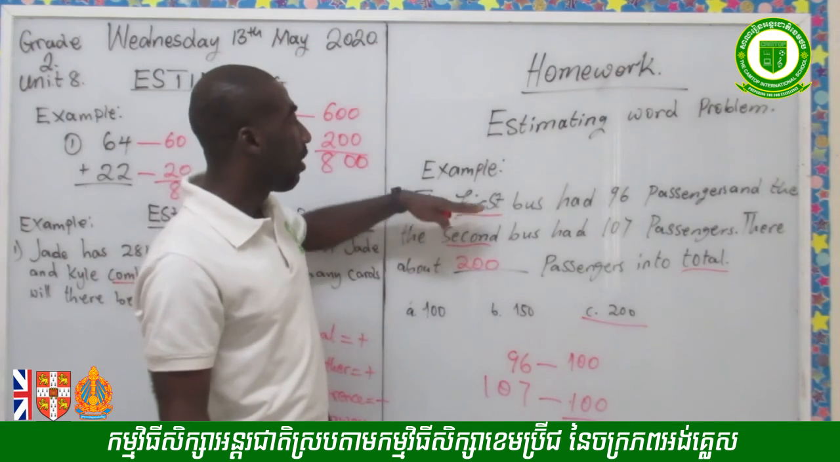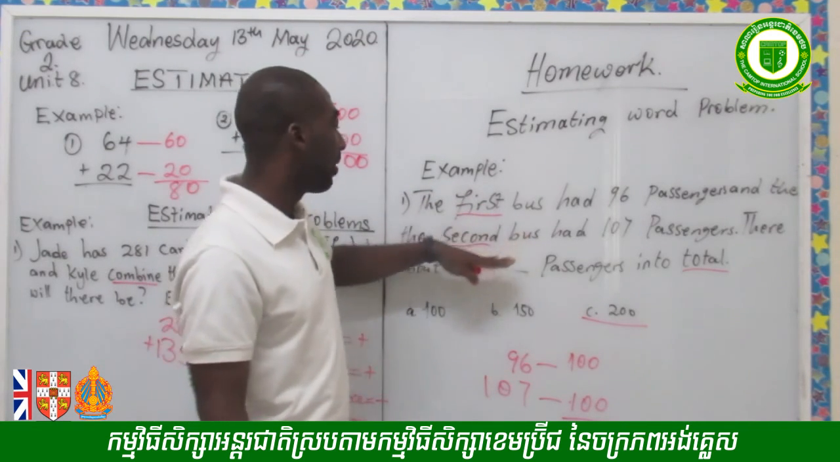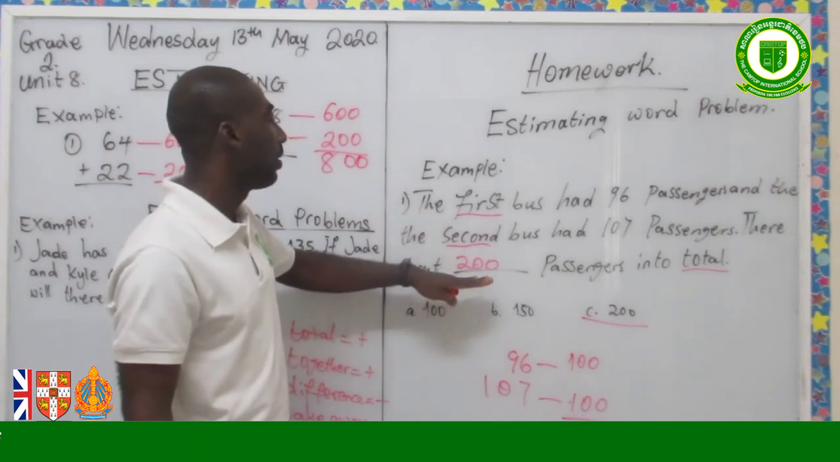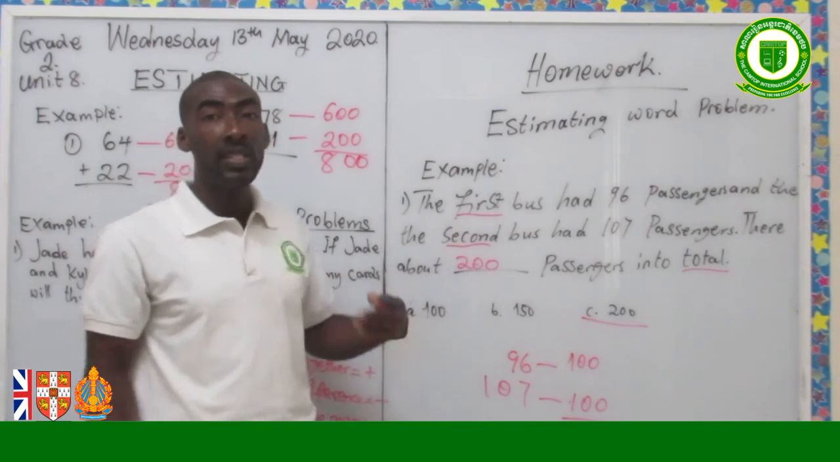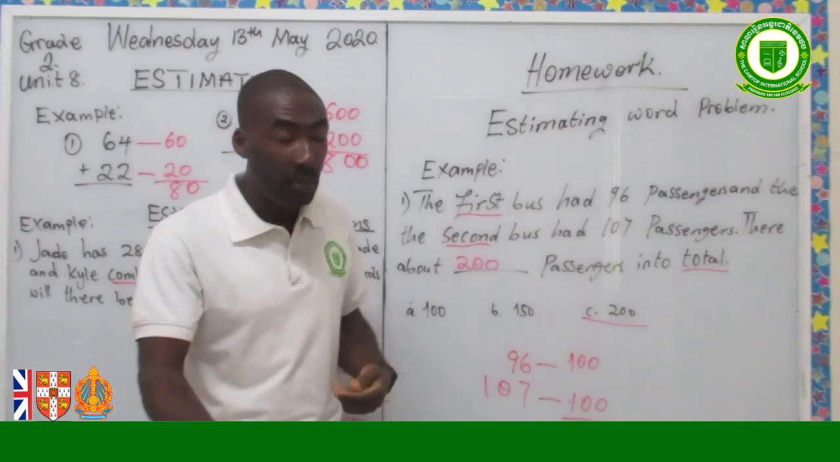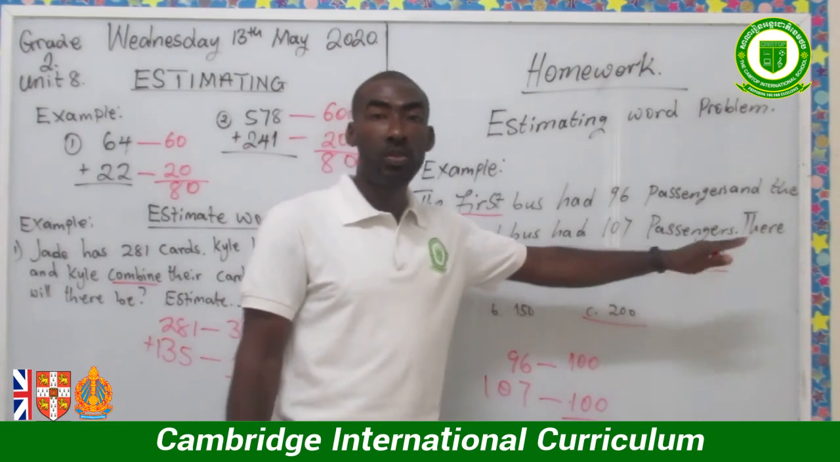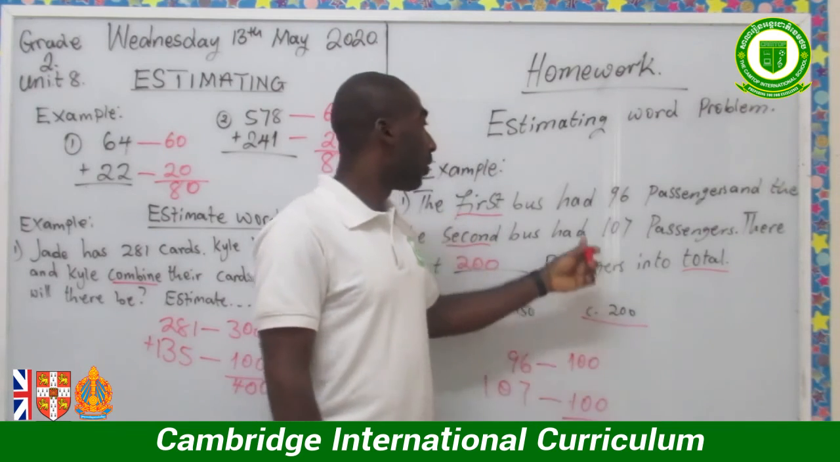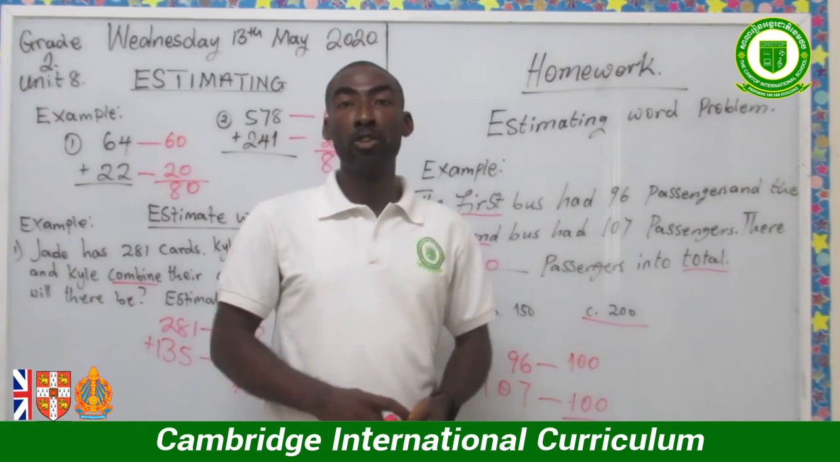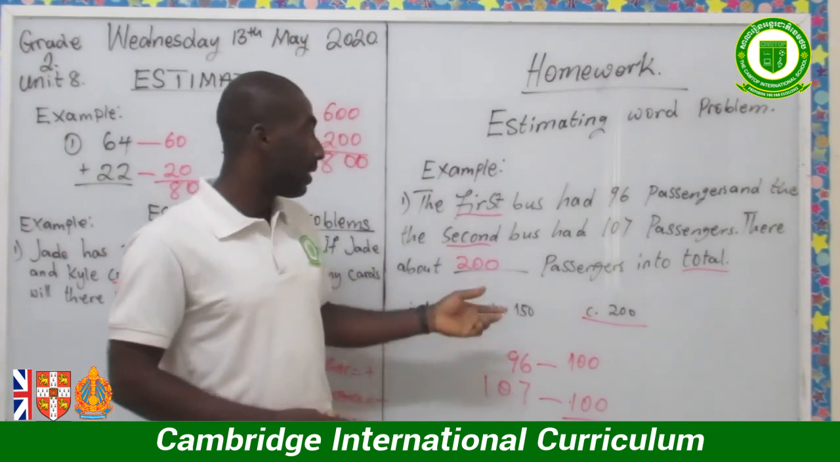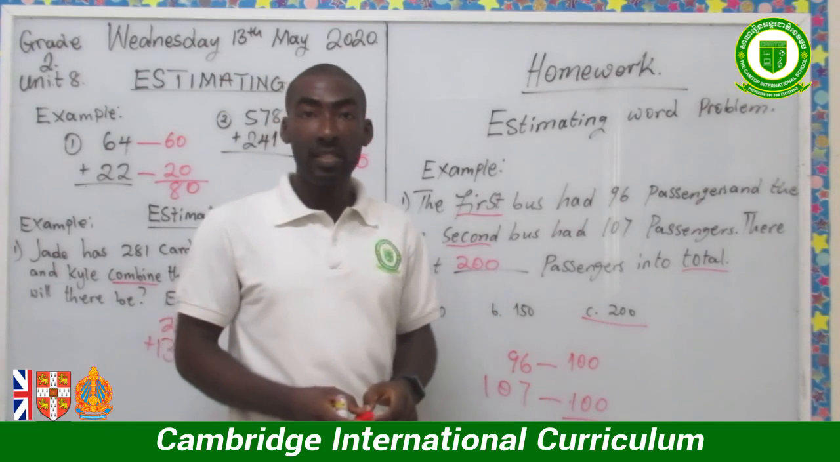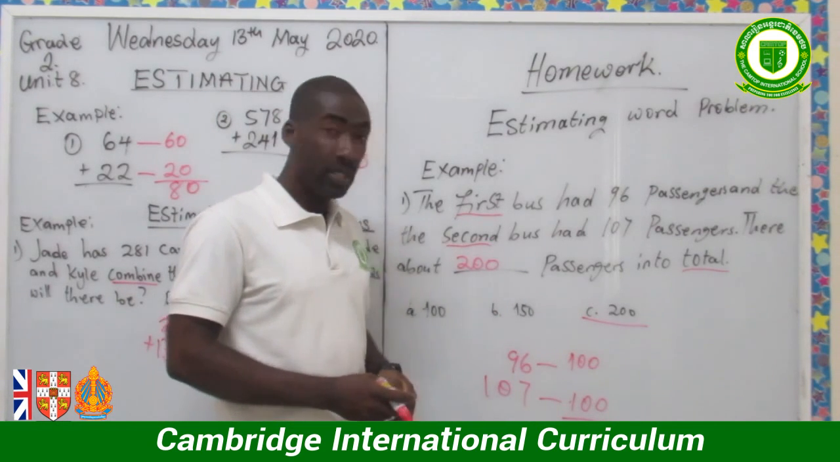So the total of the first bus and that of the second bus will give us about, and the word about means it's not exact, it means we are doing estimation. So it will give us about 200 passengers in total. Okay? So you have the other questions in your group, and I hope that with this example you'll be able to find answers to the other questions.